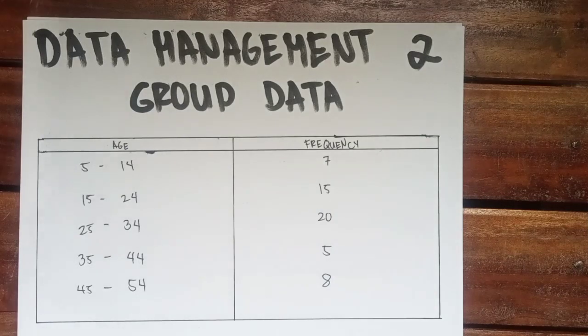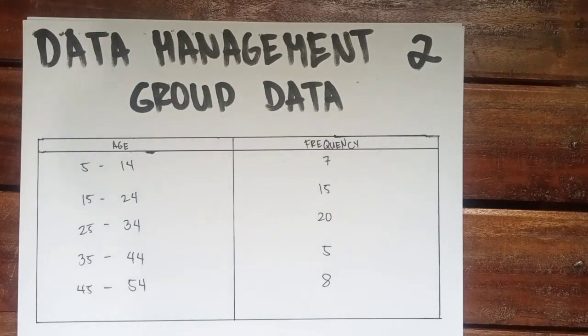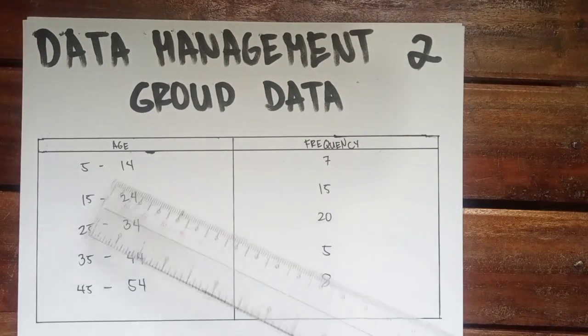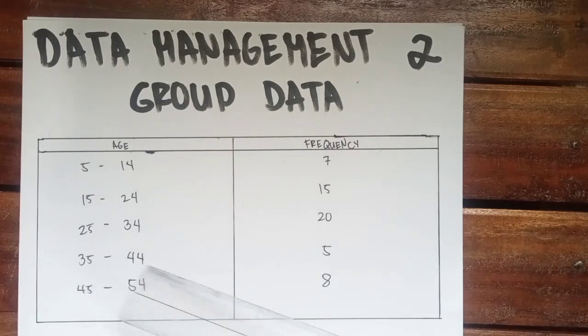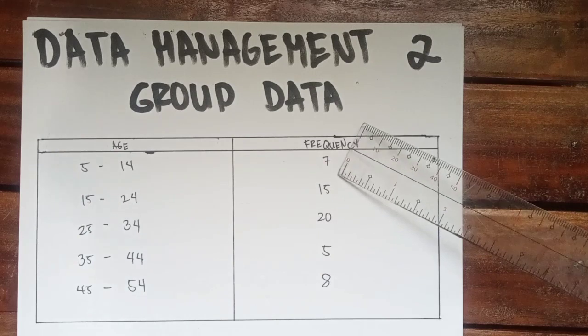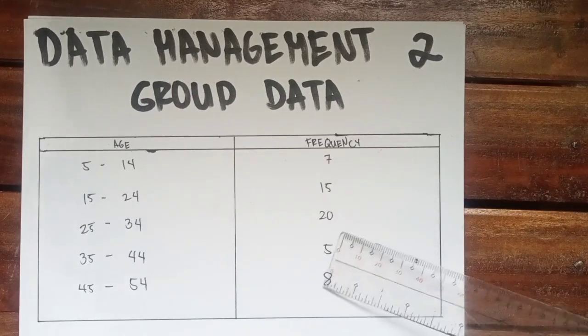Dito na po tayo sa ating part 2 ng ating video or the data management 2. At ang solve po natin ngayon is the grouped data na po. So, meron tayong age and frequency. So, 5 to 14, 15 to 24, 25 to 34, 35 to 44, and 45 to 54. And then the frequency is 7, 15, 20, 5, and 8.